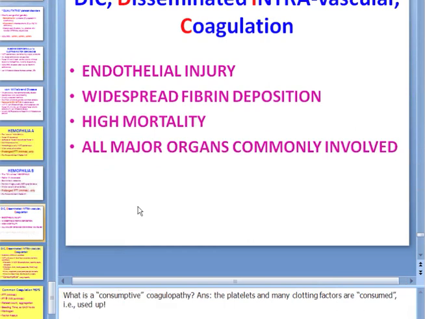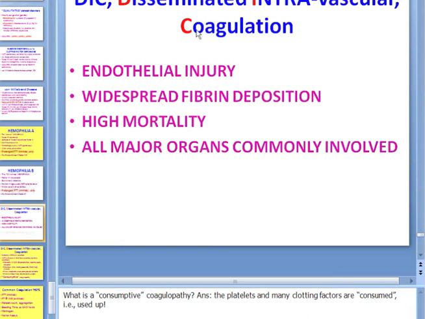We talked about DIC in many different points of view, but let's talk about it again. It's a very serious situation. It's associated with major diseases. It's associated with difficult deliveries. It's associated with widespread shock, widespread infection, widespread malignancies. It has a very, very high mortality.